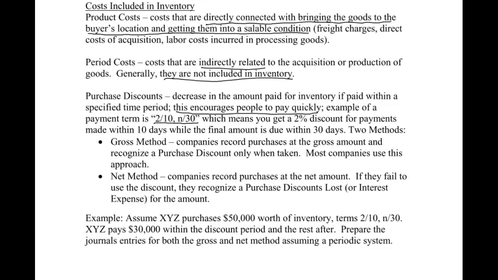You want to make sure you've got cash on hand. There are two different ways to account for it: gross versus net. With the gross method, the companies record purchases. I should write this over here: this is for periodic. When we do this gross versus net with the purchases, they're going to record purchases at the gross amount and recognize a purchase discount when it's taken. Most companies use this approach. On the net side, they're going to record the purchases at the net amount.